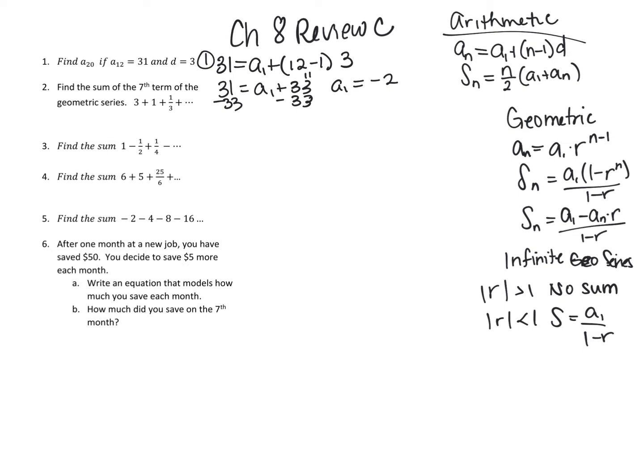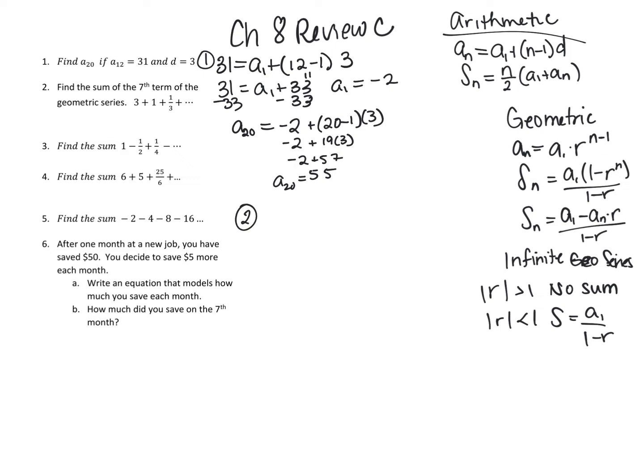And then I can plug that back in. a20 is what I'm looking for, is negative 2 plus 20 minus 1 times 3. That's negative 2 plus 19 times 3. Negative 2 plus 57 is 55.